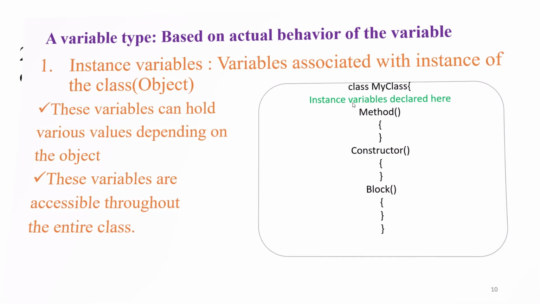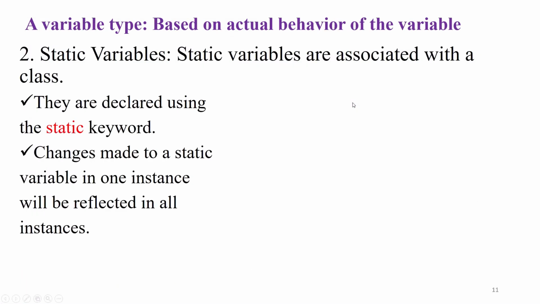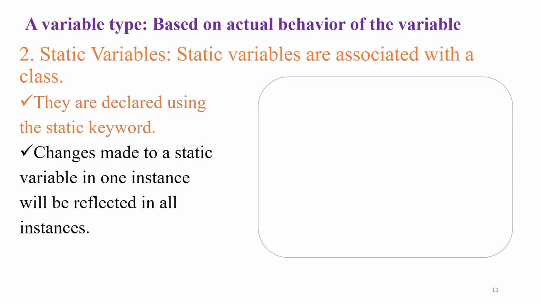The second type of variables are static variables. Static variables, also known as class variables, in Java are declared at the class level, outside of any method, constructor, or block. These variables are associated with the class rather than with instances of the class. These variables are declared with the static keyword. Changes made to a static variable in one instance will be reflected in all instances.